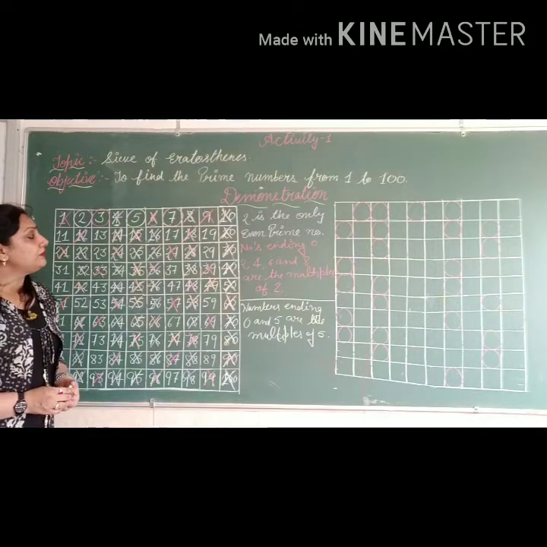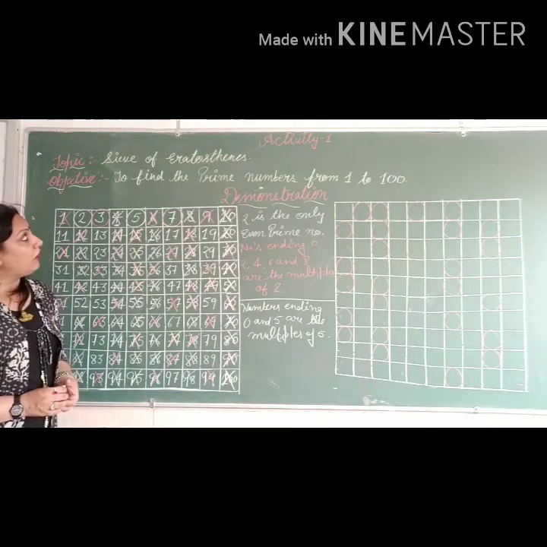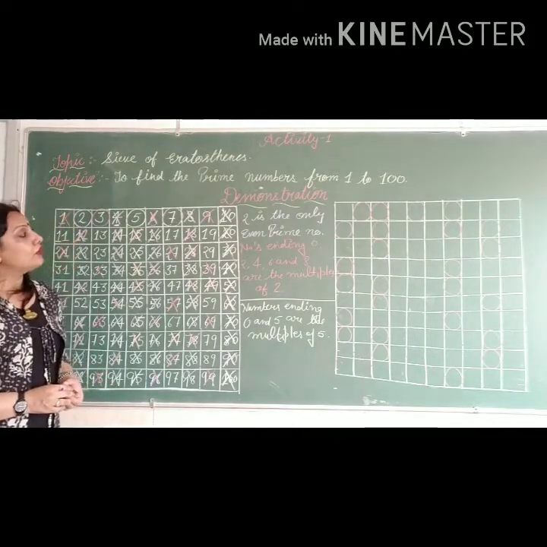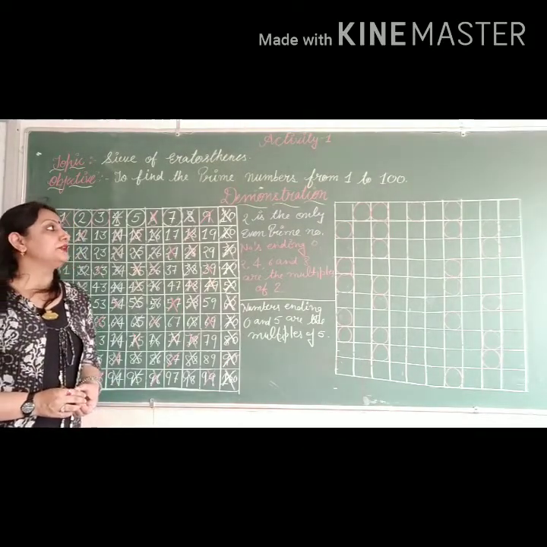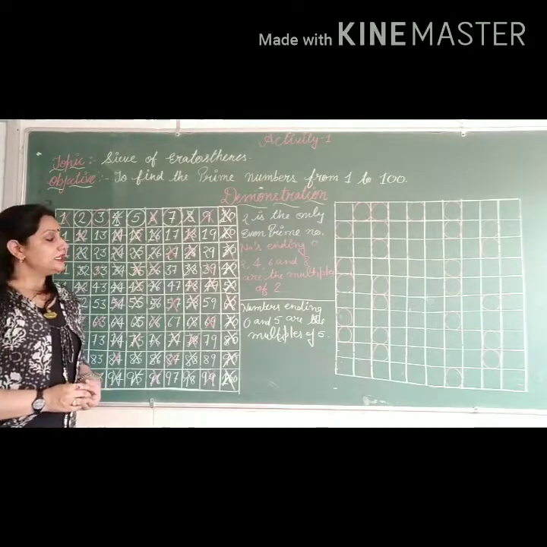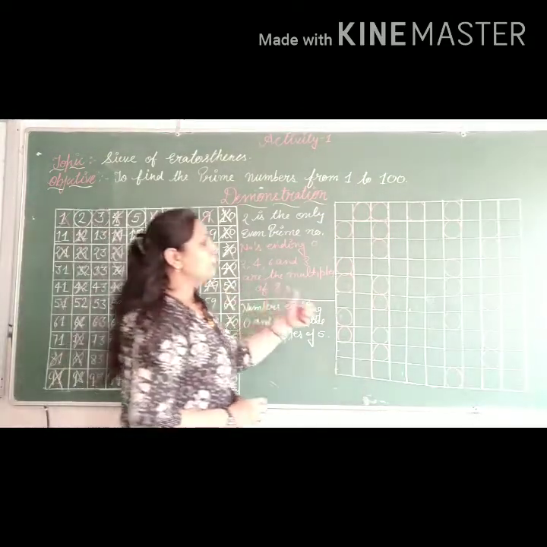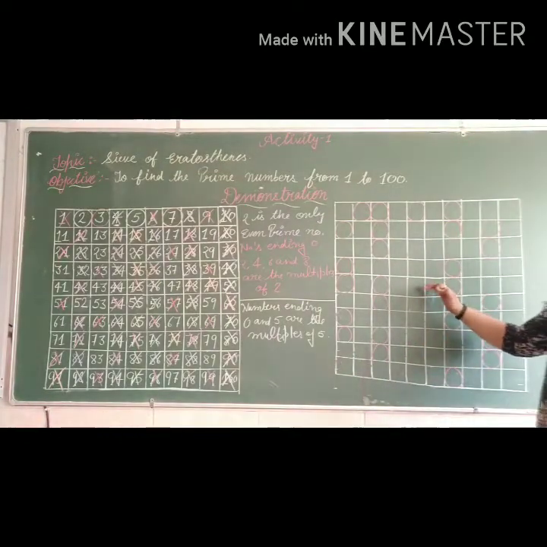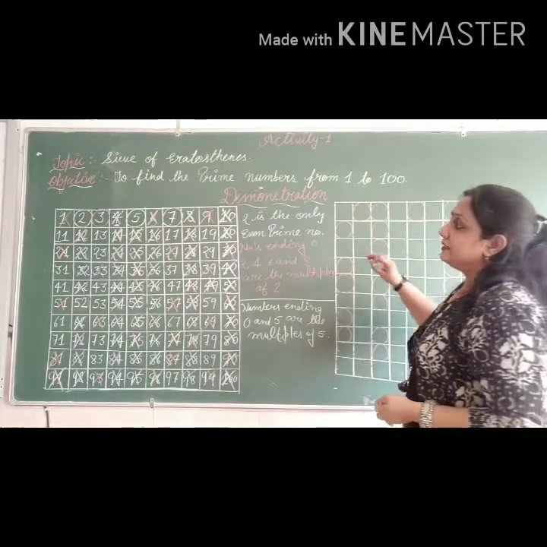Now the sieve of Eratosthenes is ready for finding the prime numbers between 1 to 100. Now we will be writing all those prime numbers in the second grid we have made. Yes, the leftover numbers.